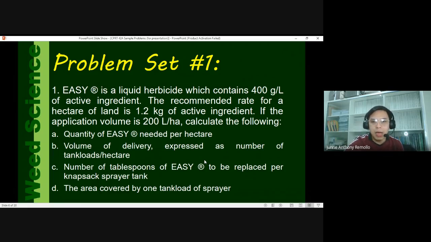So according to the problem, the given values are the 400 gram per liter of active ingredient in a liquid herbicide EC, the recommended rate of 1.2 kilograms active ingredient, and the application volume of 200 liters per hectare. And these values are useful in computing such values, and then the number of tablespoons, things like that.